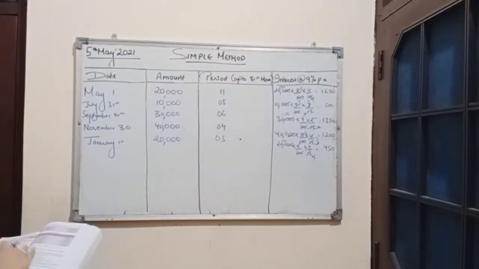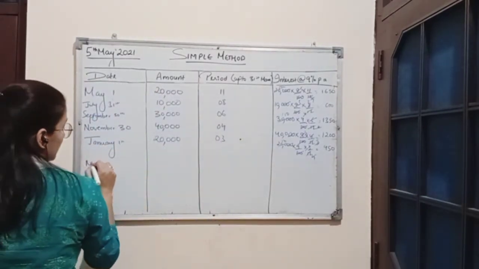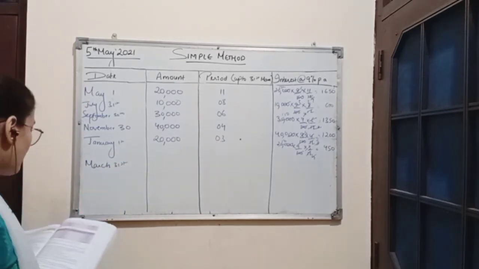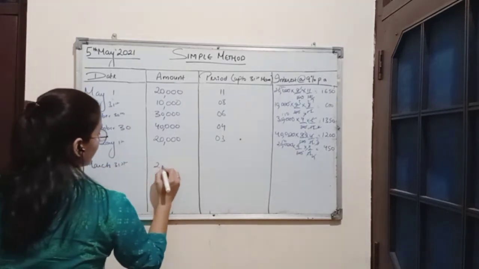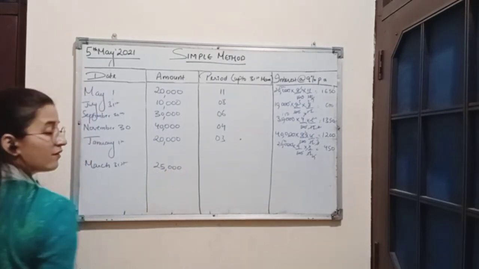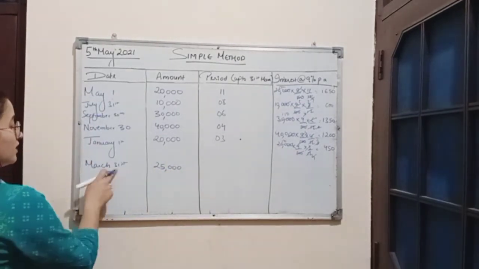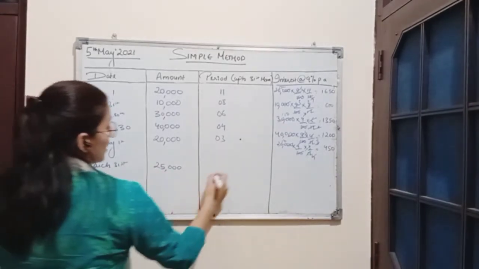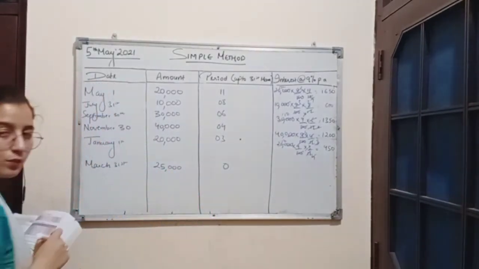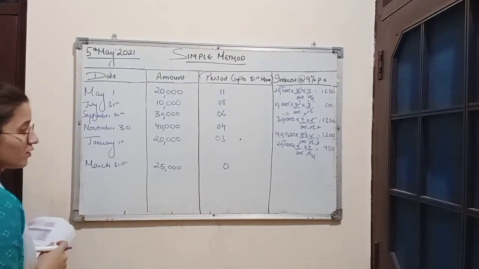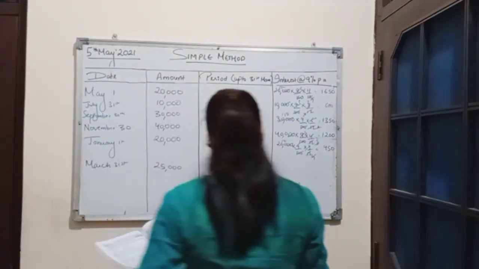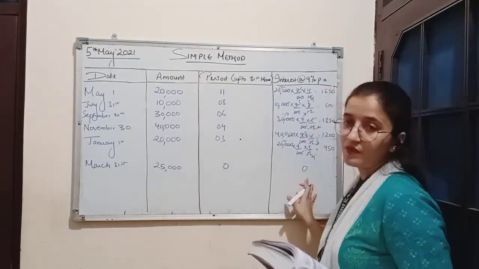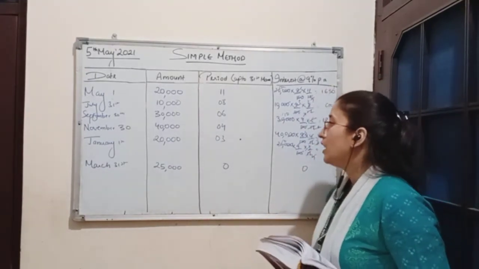Now, next date is March 31st. Amount withdrawn by Charu is rupees 25,000. As we know, this amount has been withdrawn by Charu at the end of the month. So there is no time period for which she will pay the interest on drawings. So if we calculate here, no interest will be paid by Charu.